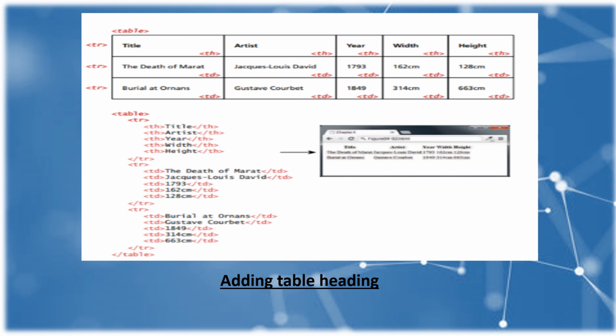Adding the table headings. We need to add the headings to the table. The table headings include the title, artist, year, width, and height. These are the table headings. These are put into the table by using the table row tag. Inside the table row, we mention th, that is nothing but the table heading. Using the th tag, we put in the table headings.